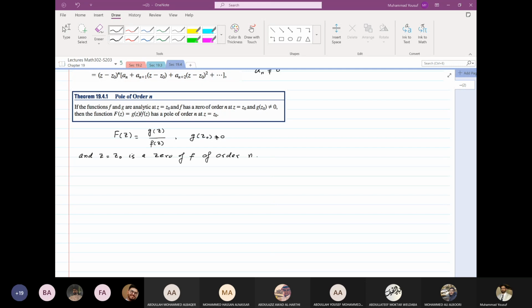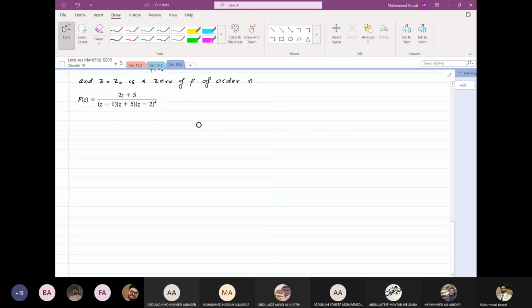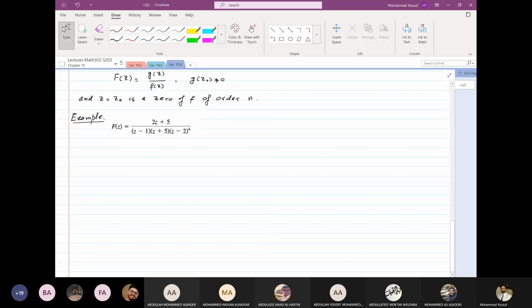For example, here just by looking, we can say something about this function. Let me say this as an example. Okay, what are zeros of the denominator? Zeros of the denominator.